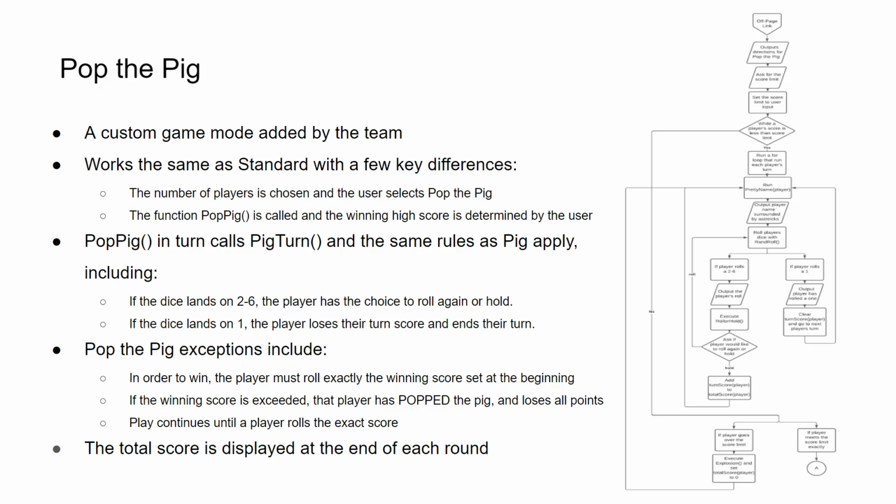Pop the Pig exceptions include that, in order to win, the player must roll exactly the winning score set at the beginning. If the winning score is exceeded, that player has popped the pig and loses all points. Play continues until a player rolls the exact score. The total score is displayed at the end of each round.